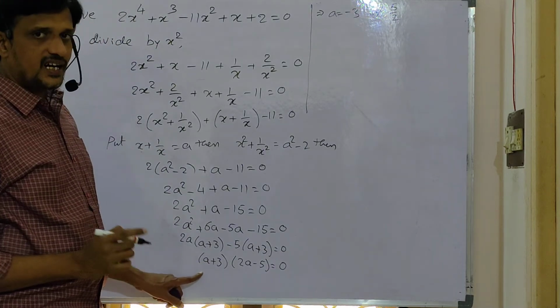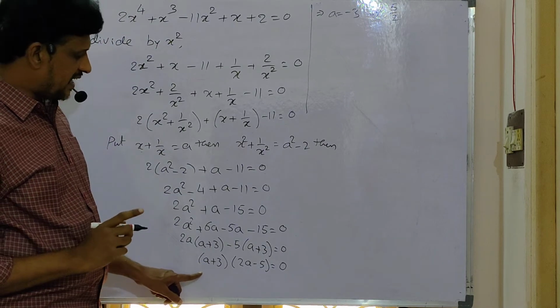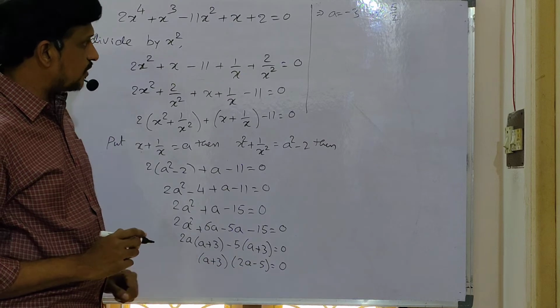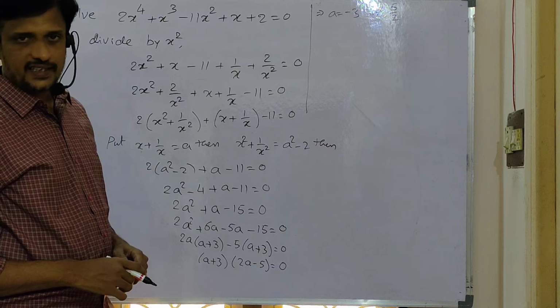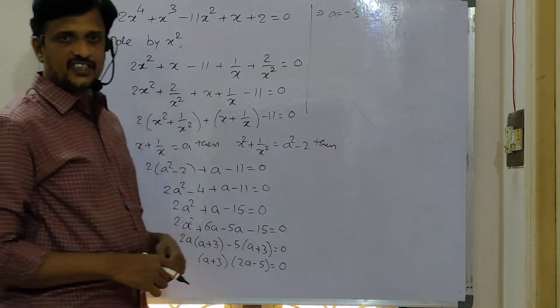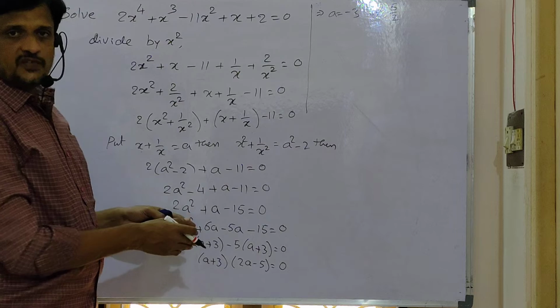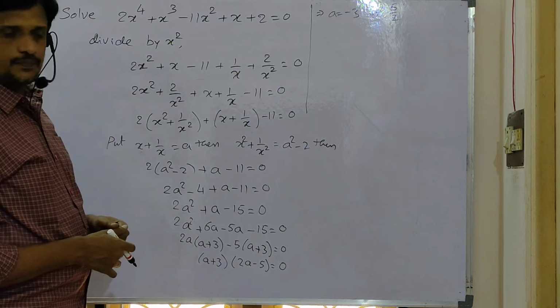So here we are getting the values of a, that is a is equal to minus 3 or a is equal to 5 by 2. Two values we are getting here for a because it is a quadratic equation in a. Now corresponding to each value of a, find the x value.